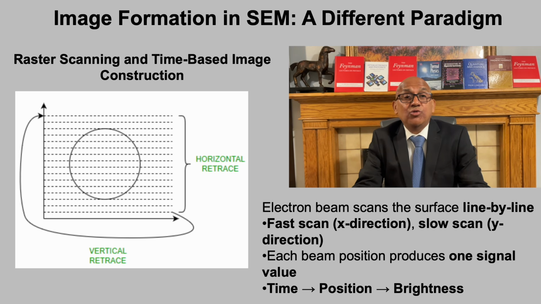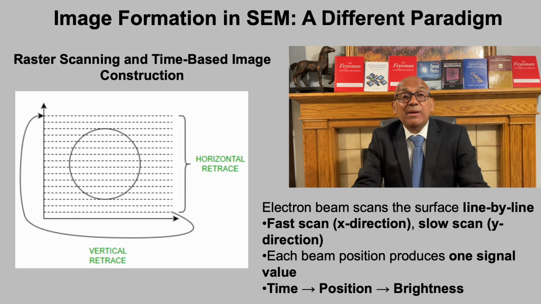In an optical microscope or a transmission electron microscope, an image is formed almost instantaneously by focusing rays onto an image plane. The scanning electron microscope works in a fundamentally different way. In SEM, there is no pre-existing image plane where the full image suddenly appears. Instead, the image is constructed sequentially, one point at a time, as the electron beam is scanned across the specimen. The beam follows a precise and repeatable pattern known as raster scanning.